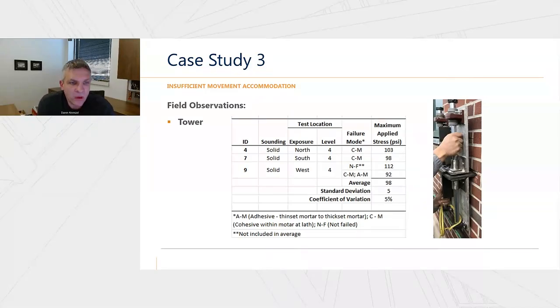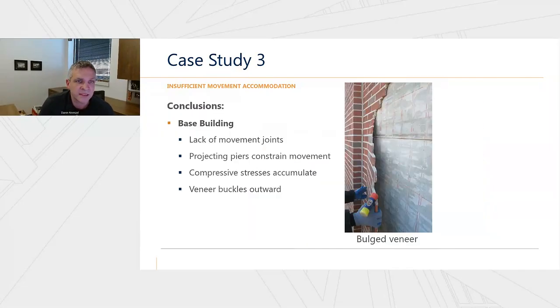We also did some limited shear bond testing just to see how well it was bonded away from the areas that exhibited distress. So this shows the results at the tower, and we saw that the bond strength was close to 100 psi, so still quite well bonded away from the existing distress.